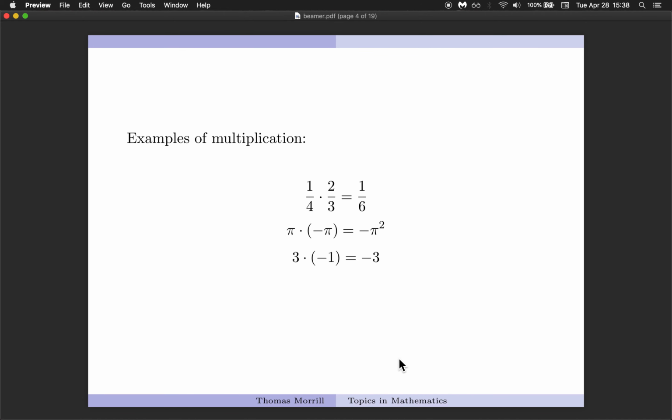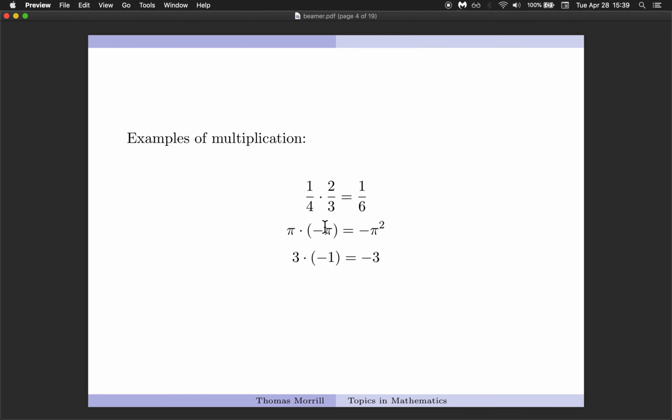We can play a similar game with multiplication. And my examples here are the same values as my examples for addition, but I get different results. The thing that I'm trying to emphasize here is that multiplication actually follows a lot of the same rules that addition does, even though we get different results out of these formulas. So my fractions multiply to get 1/6. My pi times negative pi gets me negative pi squared, and my 3 times negative 1 gets me -3.